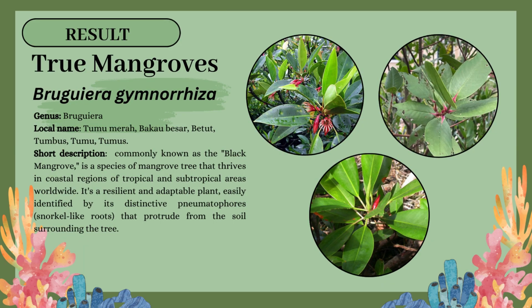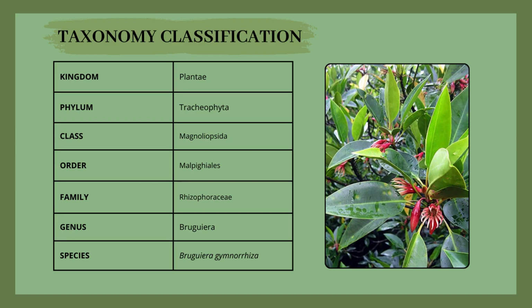For the result, for the true mangrove, our group species is Bruguiera gymnorrhiza from the genus Bruguiera. The local names of Bruguiera gymnorrhiza are tumu merah, bakau besar, betut, tumbus, tumu and tumus. Bruguiera gymnorrhiza, commonly known as the black mangrove, is a species of mangrove tree that thrives in coastal regions of tropical and subtropical areas worldwide. This is the taxonomic classification of Bruguiera gymnorrhiza.